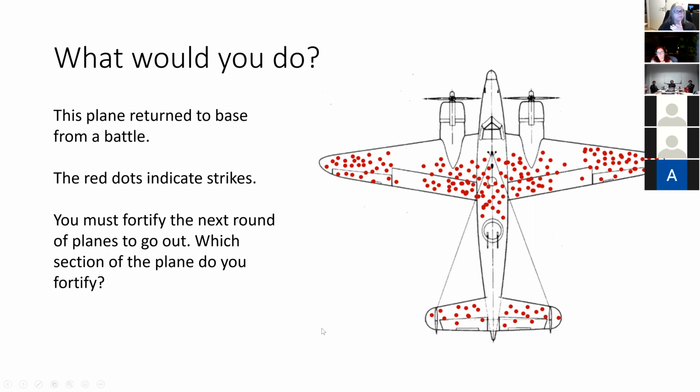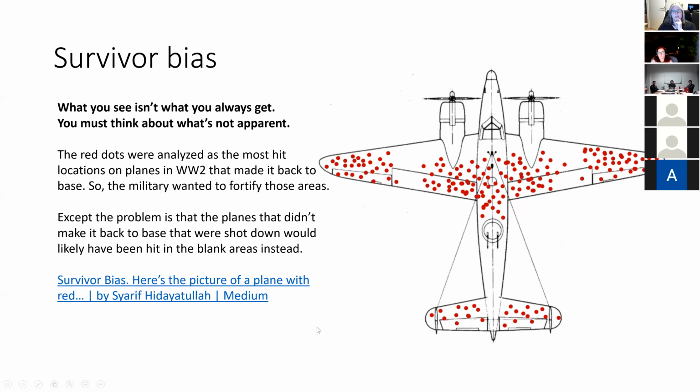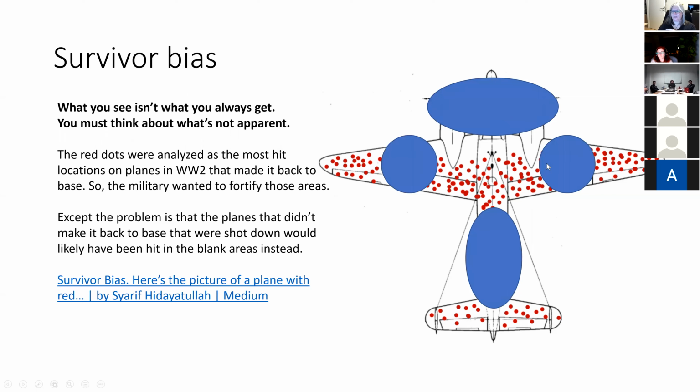Well, that is where it was shot, but come back later now. What happens is those are the planes that came back. So the ones that didn't come back were actually shot in these blank areas, right? So that's where you need to fortify it, because you need to fortify so that they will come back, right? And that's what's called survivor bias, right?